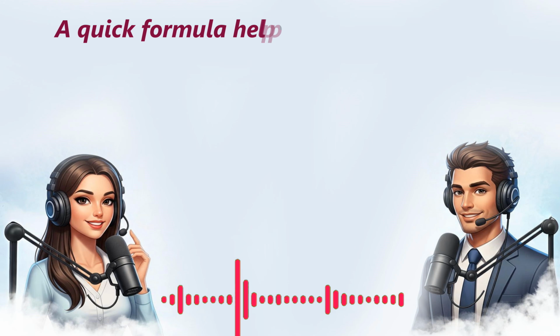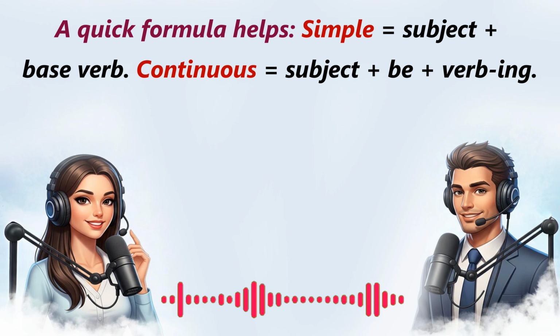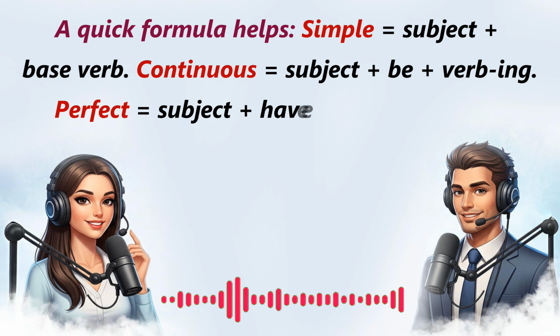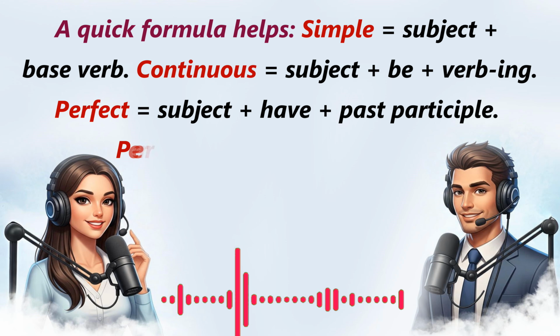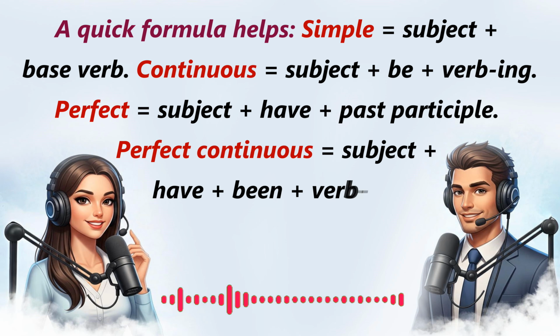A quick formula helps. Simple: subject plus base verb. Continuous: subject plus be plus verbing. Perfect: subject plus have plus past participle. Perfect continuous: subject plus have plus been plus verbing.